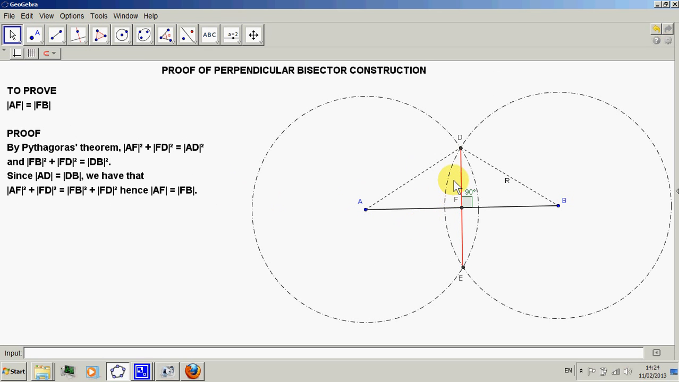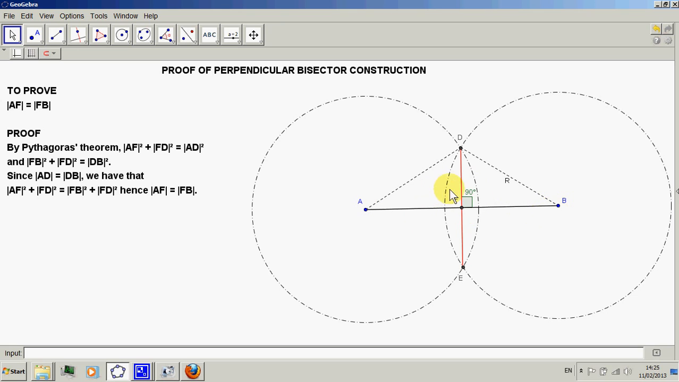In the last video, we saw how to construct the perpendicular bisector of a line segment. So we're looking at line segment AB, and the perpendicular bisector is DE. We drew two circles of equal radii centered at A and B. The radius of each circle is more than half the length of the line AB. We know from the previous part that this line is perpendicular to AB. So all we have to do now is prove that AF equals FB.